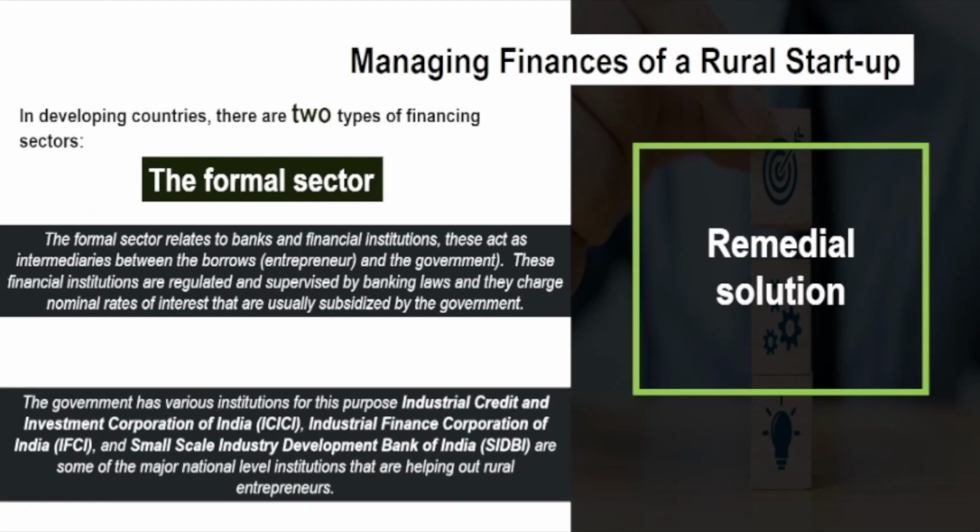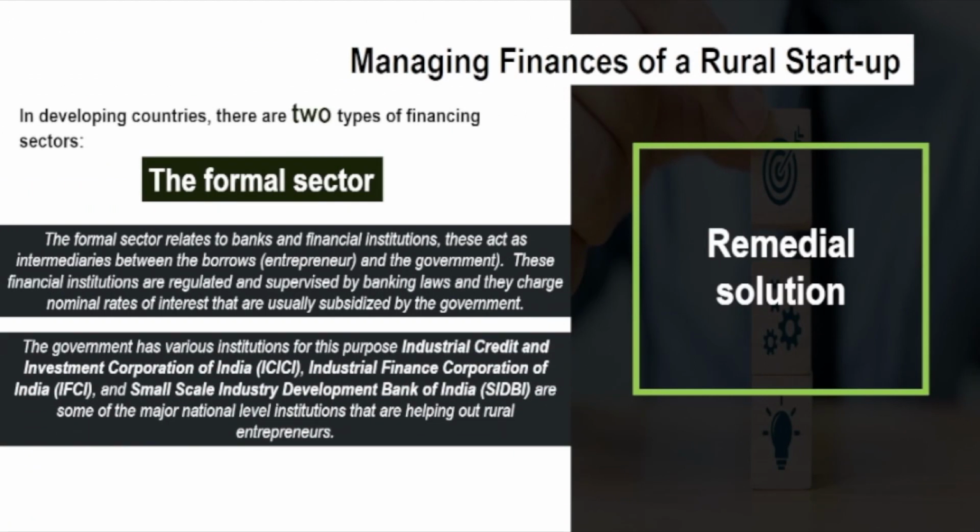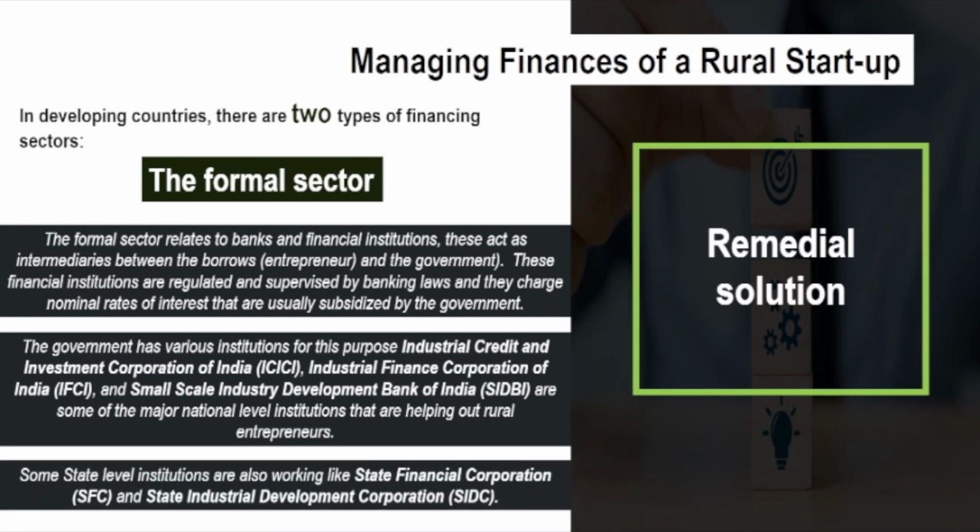Now, the government has various institutions for the purpose of credit, such as Industrial Credit and Investment Corporation of India, Industrial Finance Corporation of India, and Small Scale Industry Development Bank of India, some of the major national level institutions that are helping out rural entrepreneurs. Some state level institutions are also working, like State Financial Corporation and State Industrial Development Corporation. All these financial institutions and banks help in providing finance to the rural as well as urban startups.